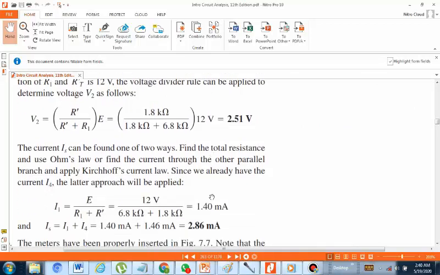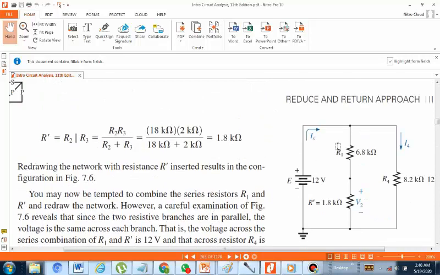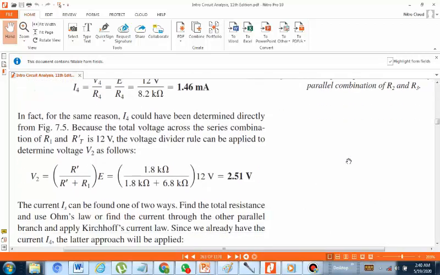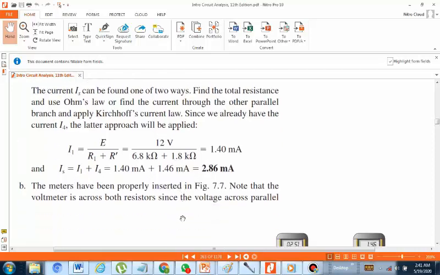To find out the value of IS, this is the third unknown which we want to find out. We can apply KCL, that IS would be equal to this current plus this current. This current is I4, and this current, let us call it I1. So this current I1 would be equal to E by R total, which is the sum of these two resistors. This I1 would be equal to 1.4 milliampere. IS would be equal to I1 plus I4, which is 2.86 milliampere.